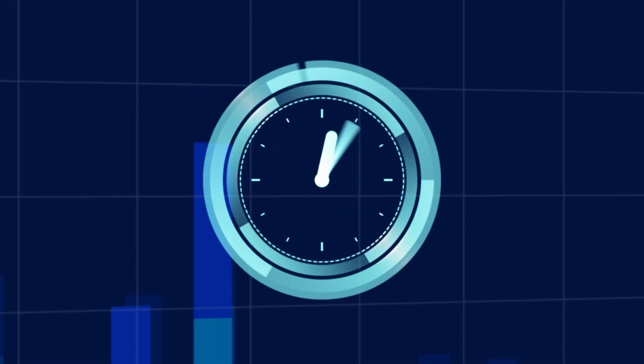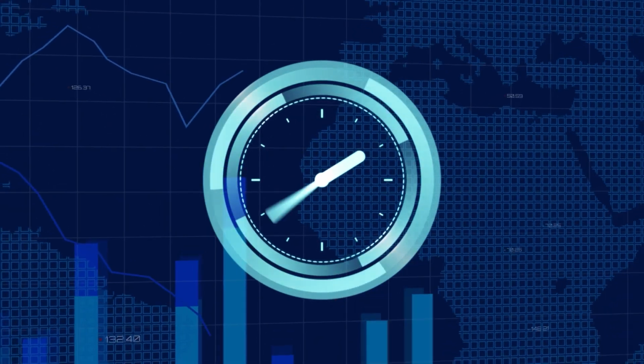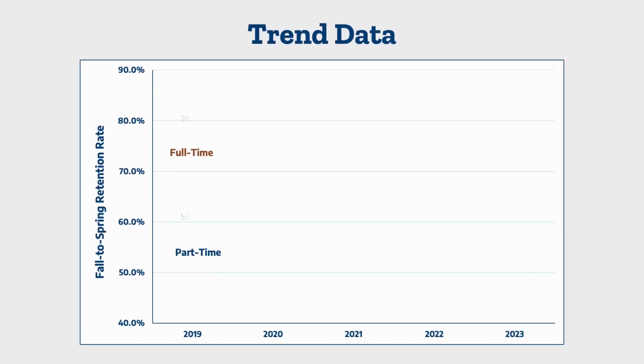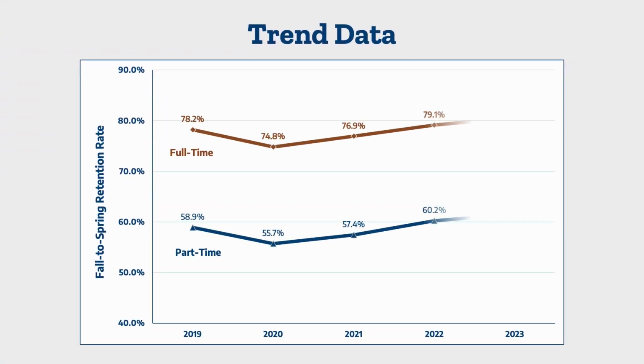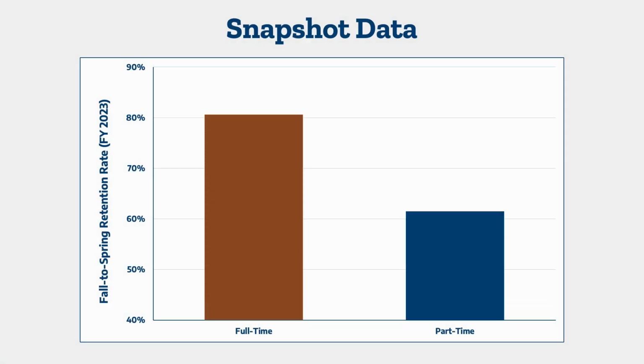Time also impacts data, and understanding when and how to use different time-based data is an important part of data-informed governance. Trend data show patterns over time, helping identify whether conditions are improving or declining. Retention rates over a 5-year period are an example of trend data. Snapshot data, on the other hand, provide a picture at a specific moment. Snapshot data are useful for understanding current conditions. The current semester's retention rate is an example of snapshot data.